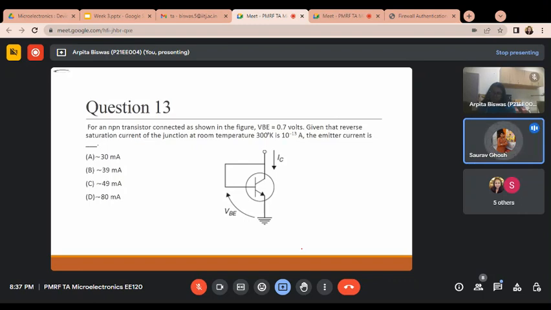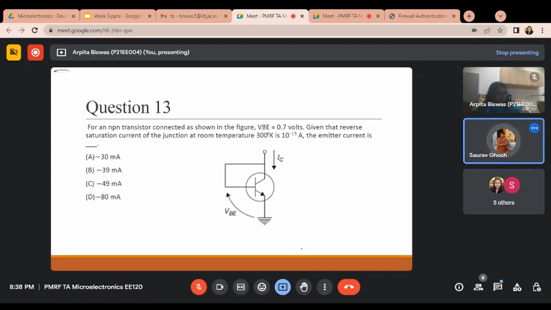Actually, ma'am, we have to consider the IC current first. IC will be given by the formula IS, the reverse saturation current, into e to the power VB by VT. VB is 0.7, and the thermal voltage from the kT by q formula at room temperature is 26 millivolt or 0.026 volts. If we put IS as 10 to the power minus 13, which is given in the question, into e to the power 0.7 by 0.026, we get almost 49 milliampere.